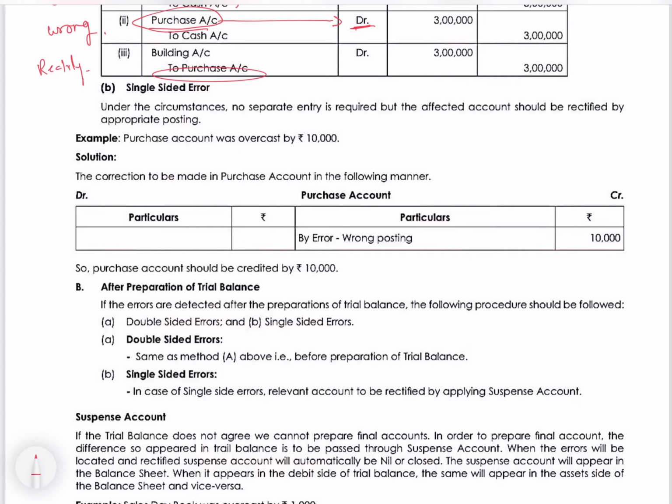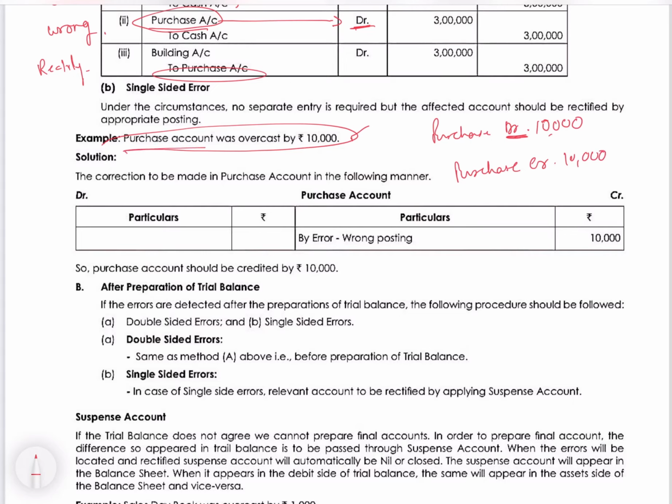A very good example here is purchase account being overcast by 10,000. It means we have shown purchases more by 10,000 by mistake in our subsidiary books. So how will you rectify it? You have to reduce 10,000. Normally when we show purchases, what do we do? Purchase debit, correct? Now what happened? They have shown 10,000 more, meaning they have debited 10,000 more to purchase. So to rectify it, we have to credit purchase. So purchase should be credited 10,000.